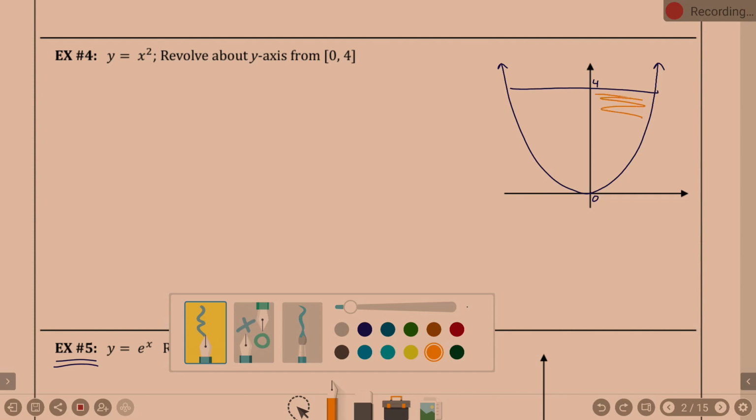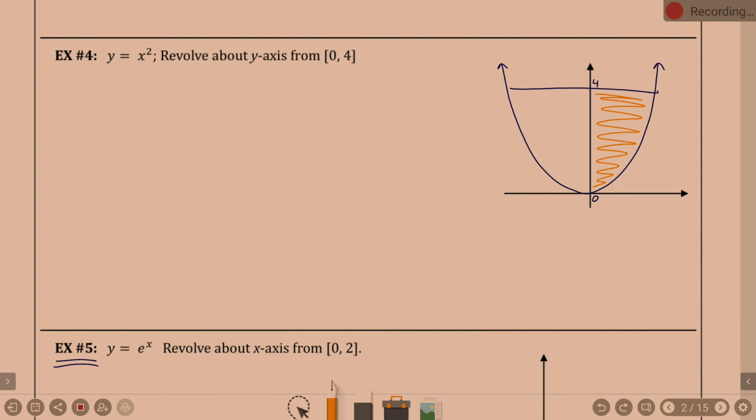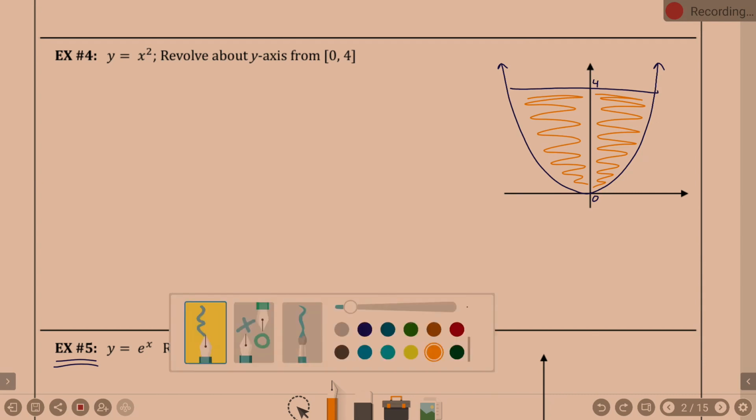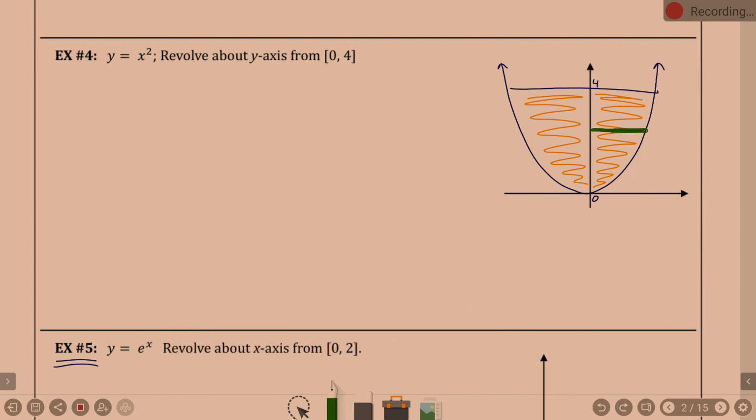I mean, officially, I could just think about that as my shaded area, right? That's revolving. But it's going to revolve on top of the other piece, isn't it? So it doesn't really make a difference. Because we are revolving about the y-axis, what do you know? It's in terms of y, right? Because it's about the y-axis, we're going to be working in terms of y's.